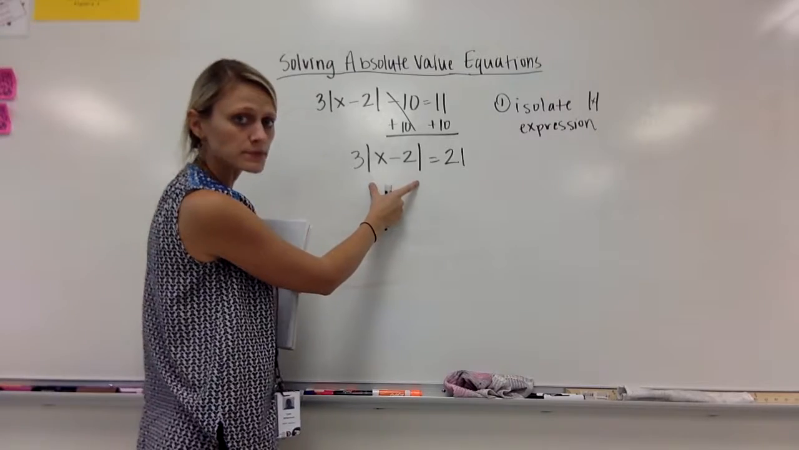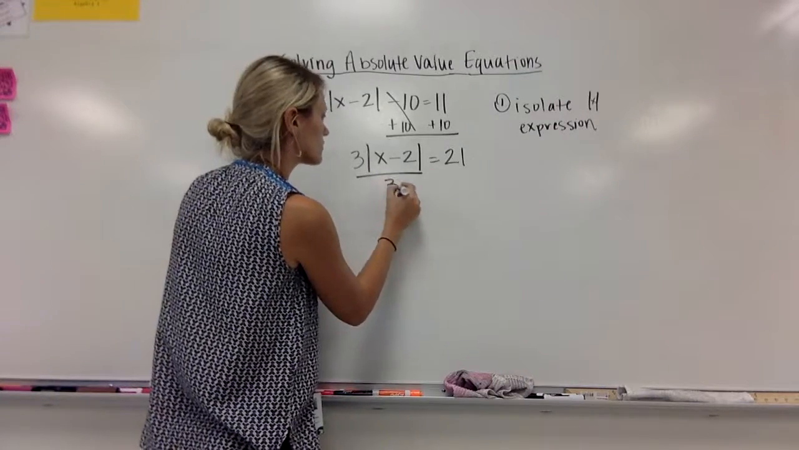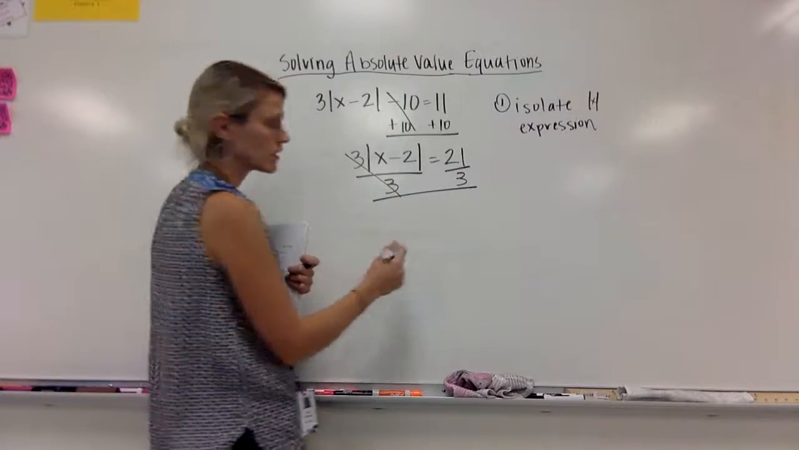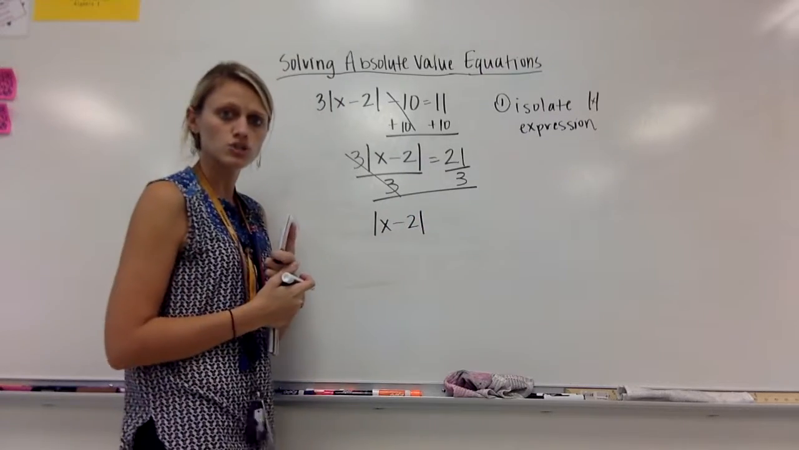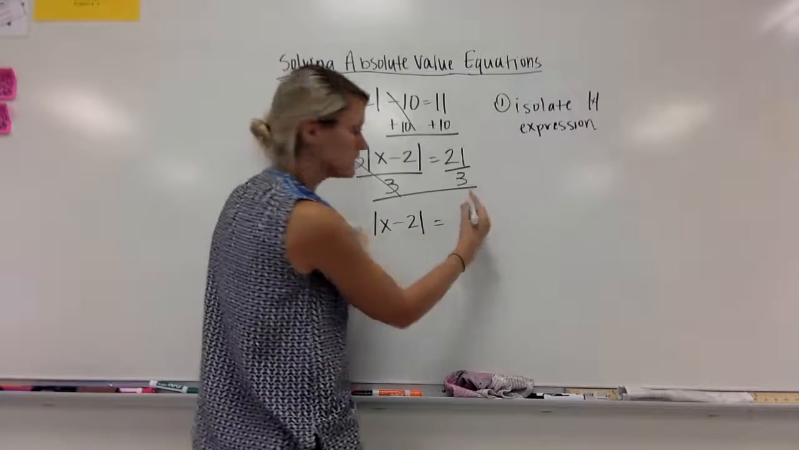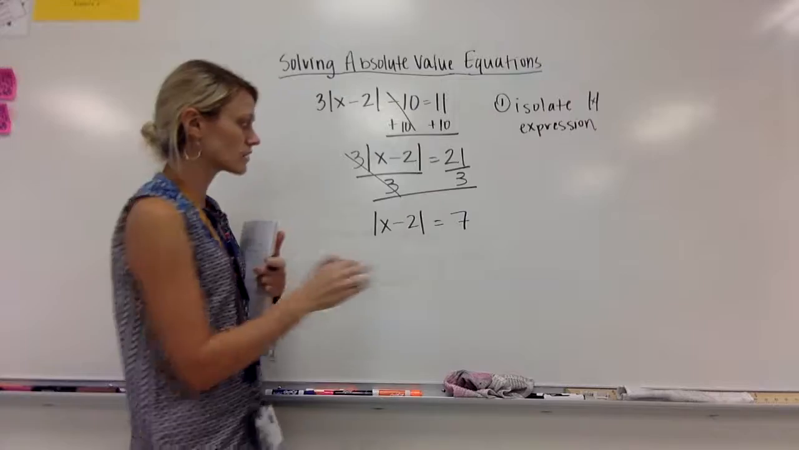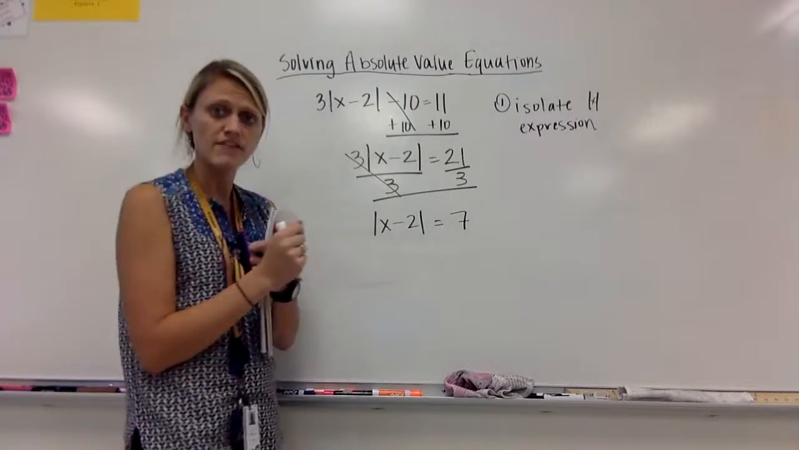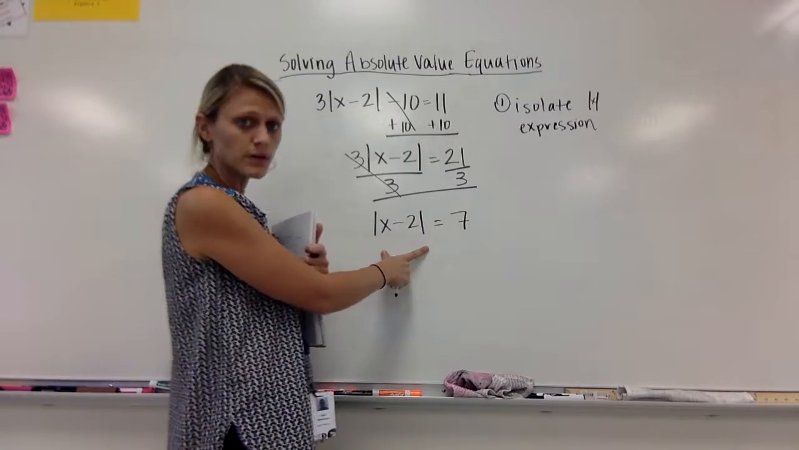Again, I want this absolute value expression alone, so I'm going to divide by this 3. So divide by 3, divide by 3, those will cancel. Left with absolute value of x minus 2. Over here I've got 21 divided by 3. That's 7. So now I've got the absolute value of x minus 2 equal to 7. So my first step is done. I've got my absolute value expression by itself.